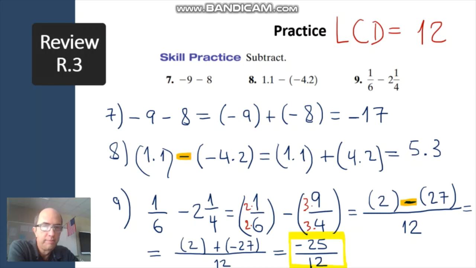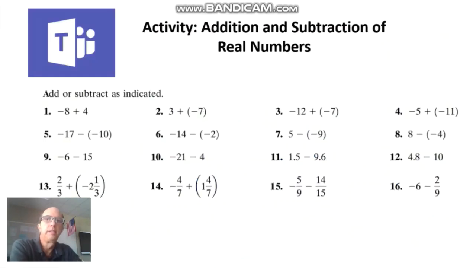Nice, well done. Let's go to the activity of today. Open Teams, find the activity addition and subtraction of real numbers, and open it. And you need to have a piece of paper. You're going to work out your calculations, and on Microsoft Forms, Teams will send you to Microsoft Forms. You will just add the answers. You reply just typing the final answers.